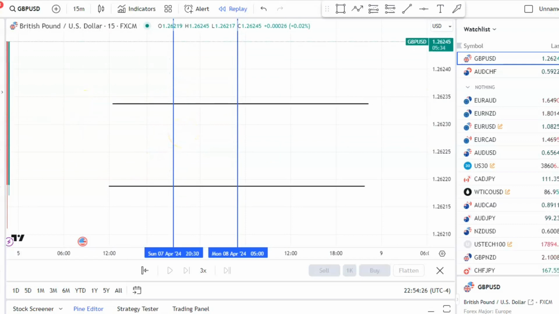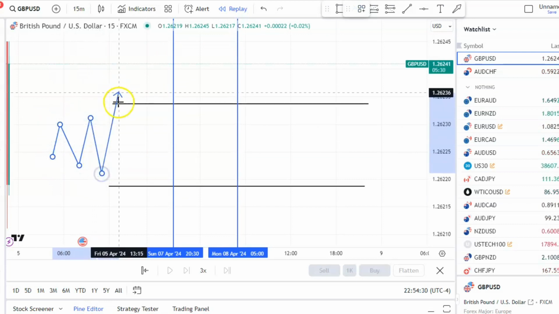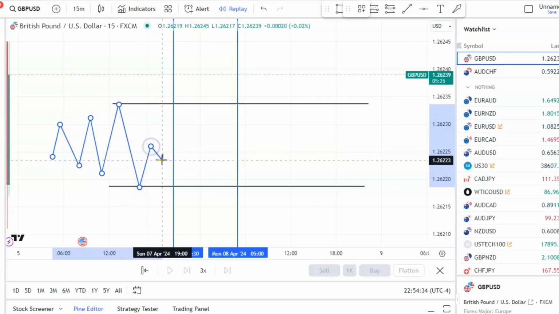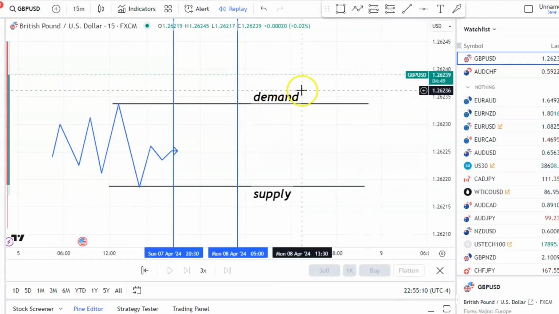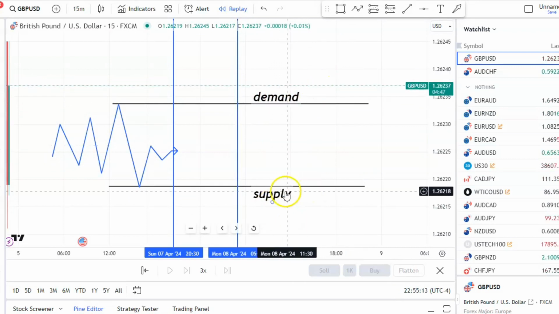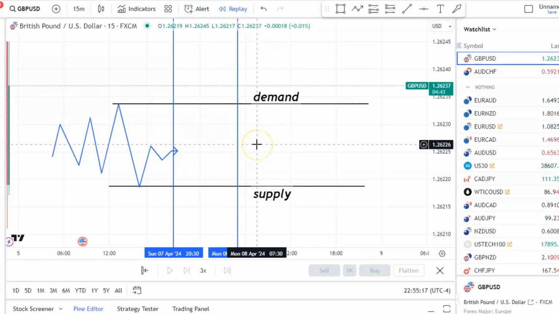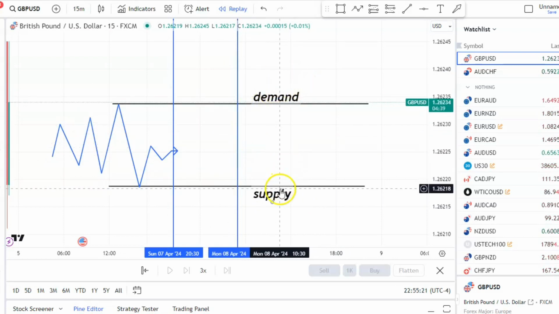So we are interested in price action before the timing window, because that sets the high and the low of the day. On this trading day, the demand is at the high of the day and the supply is at the low of the day. So anything inside is uninteresting to us.